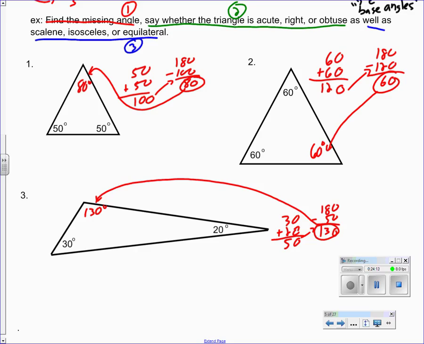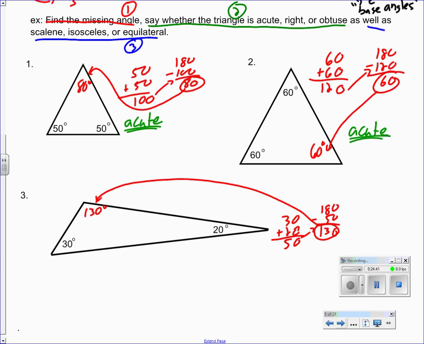So that's the first part, finding the missing angle in the triangle, what we need to get 180. Now we're going to go through and say if it's acute, obtuse, or right. So number 1, we look at the angles. 50, that's acute. 50, that's also acute. 80 is also acute. So number 1 is an acute triangle, three acute angles. Look at number 2, all three angles are 60, so that's also an acute triangle. All three angles are acute.